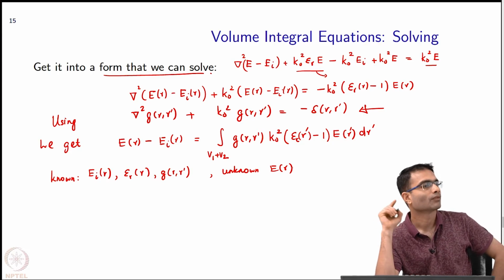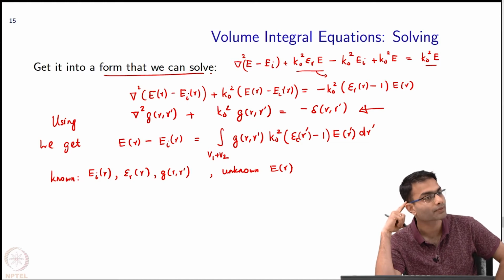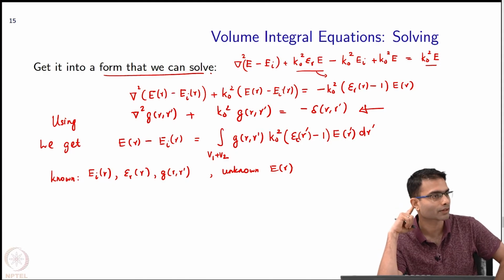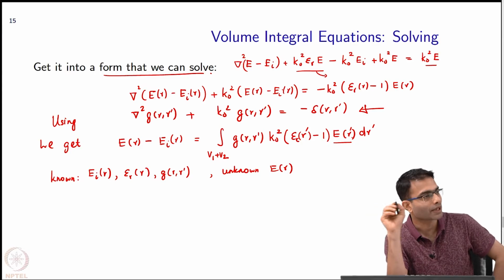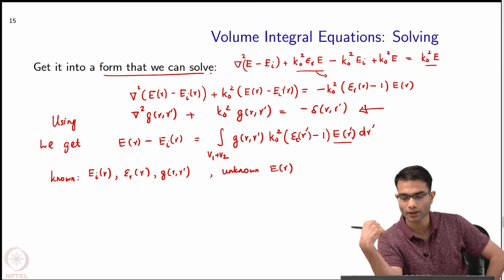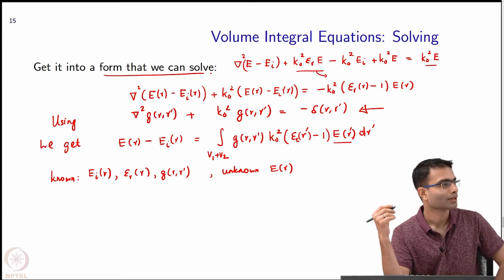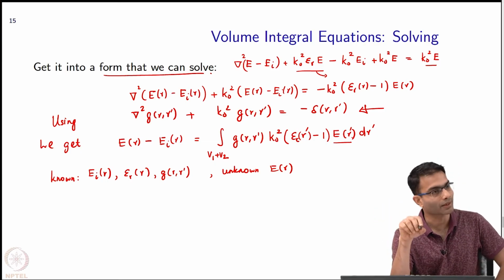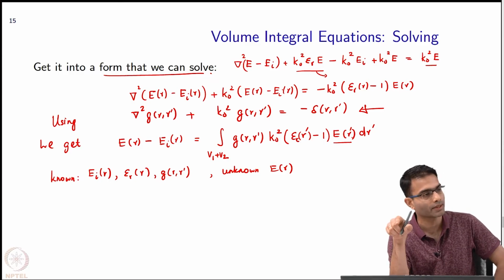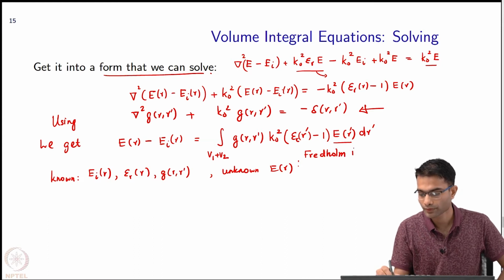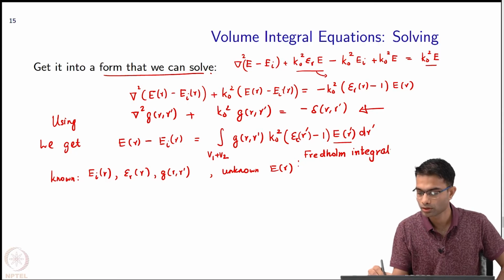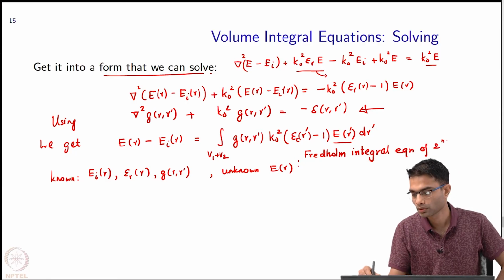Now, looking at this, first of all, is it an integral equation? Yes. Because the unknown variable is appearing inside the integral sign. But which kind? We have studied different kinds of integral equations. This is a Fredholm integral equation of the second kind, because the unknown is both inside and outside the integral sign. So, we will just make a note of this. This is a Fredholm integral equation of second kind.